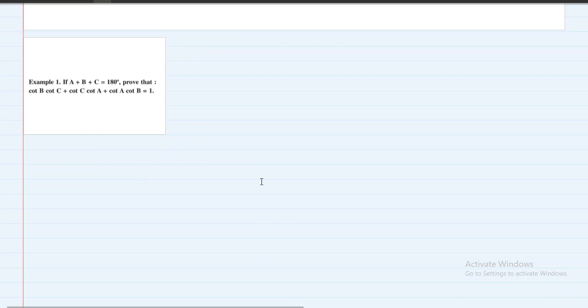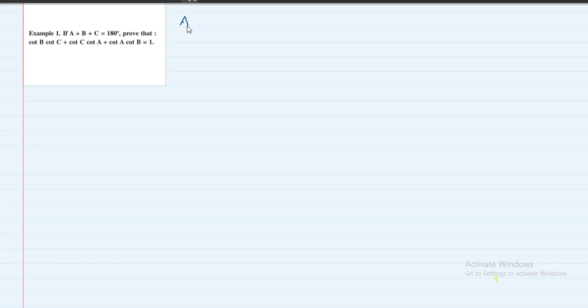Okay, so first question is in front of us. Let's solve this. If a plus b plus c is equal to 180, prove that cot b cot c plus cot c cot a plus cot a cot b is equal to 1.